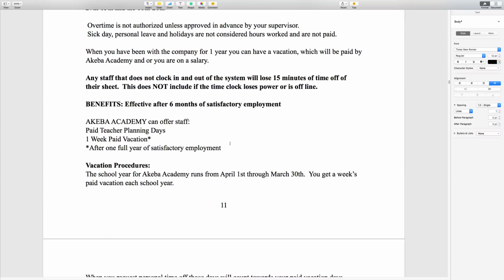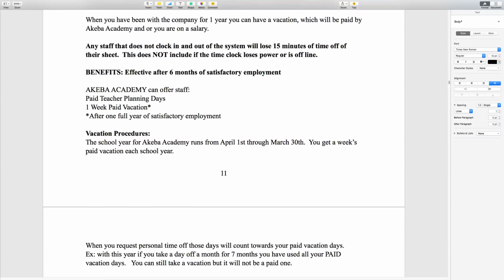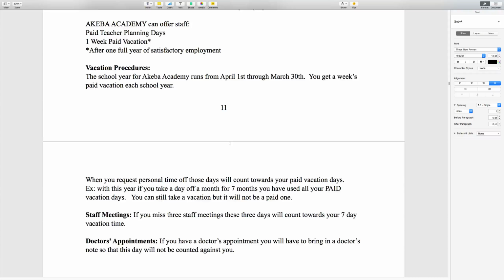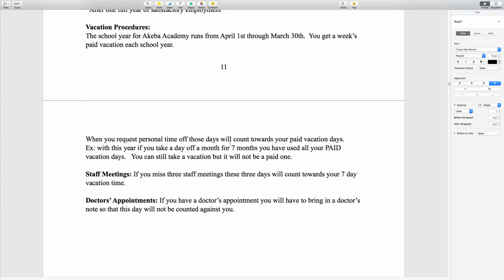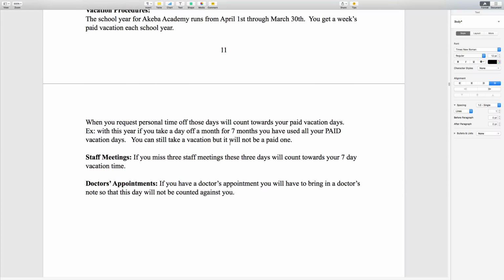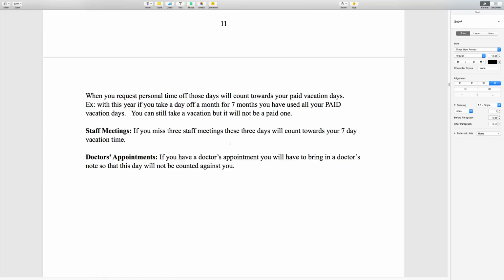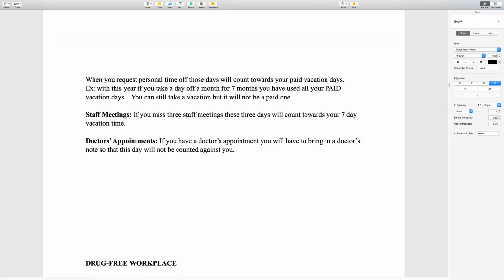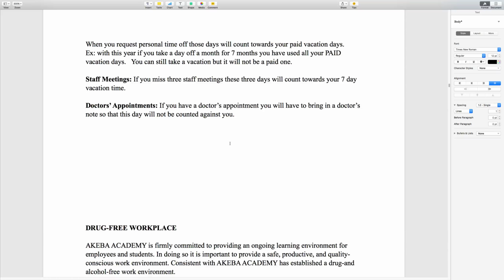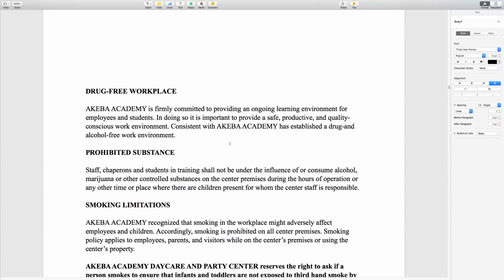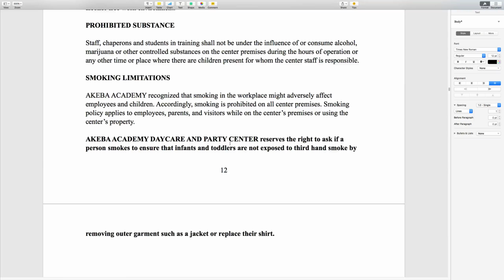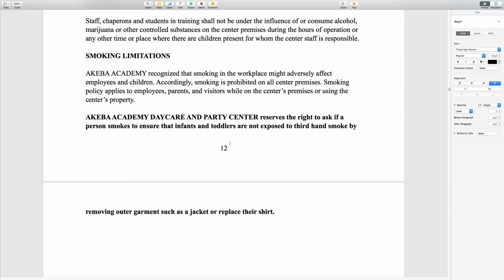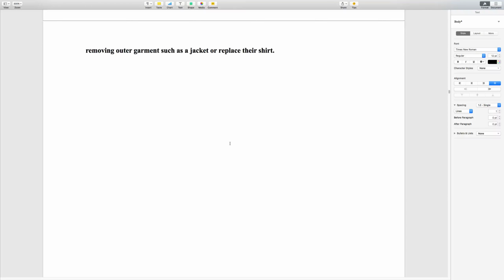You talk about the benefits that you offer: 1 week paid vacation after 1 full year of satisfactory employment. You can go through and let them know what your vacation procedures are. You can also let them know how vacations are calculated. When you have mandatory meetings or doctor's appointments, those things count towards their vacation time. Drug-free workplace, prohibited substance, smoking limitations, reserve the right to ask a person who smoked not to work in the infant and toddler classrooms. All right.